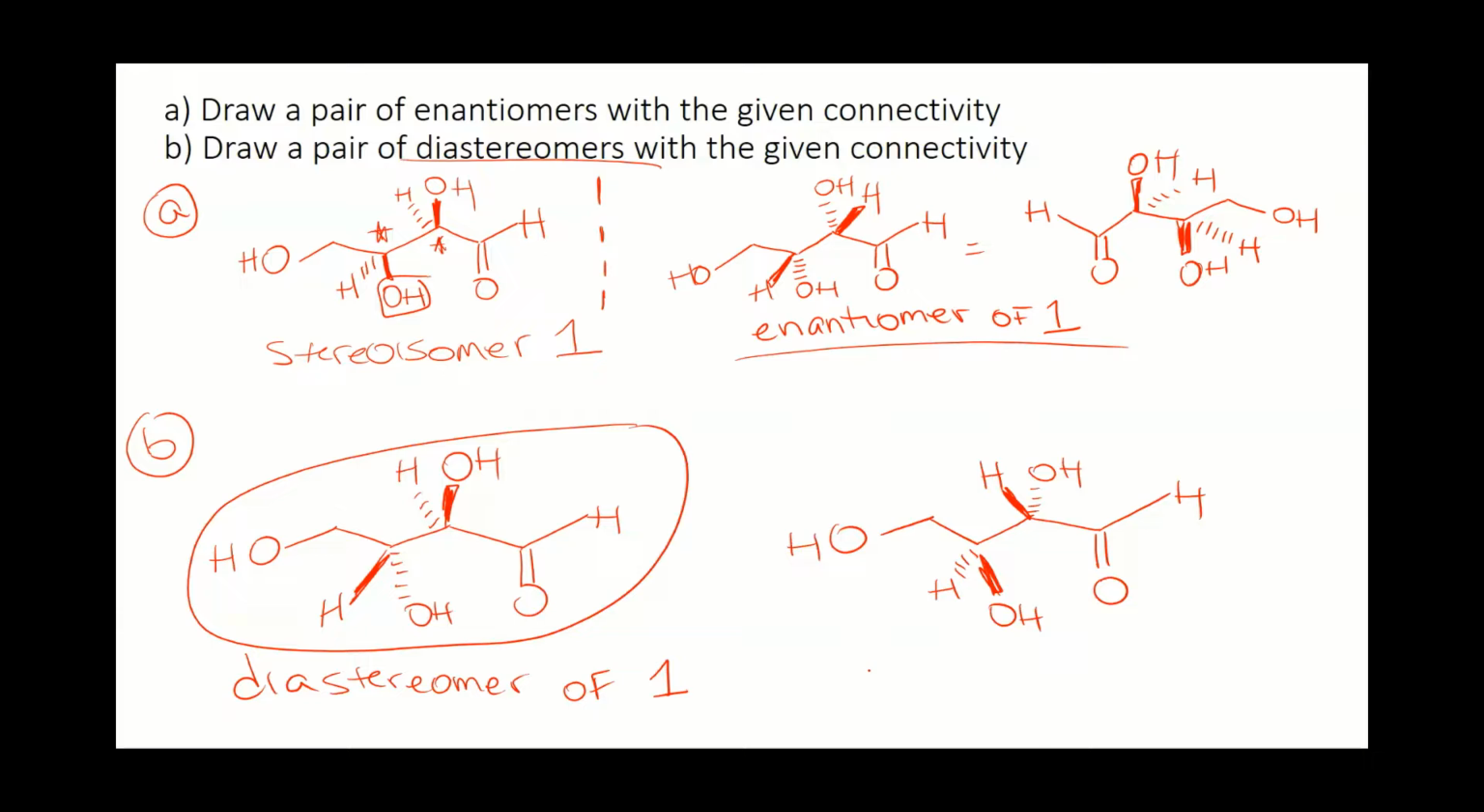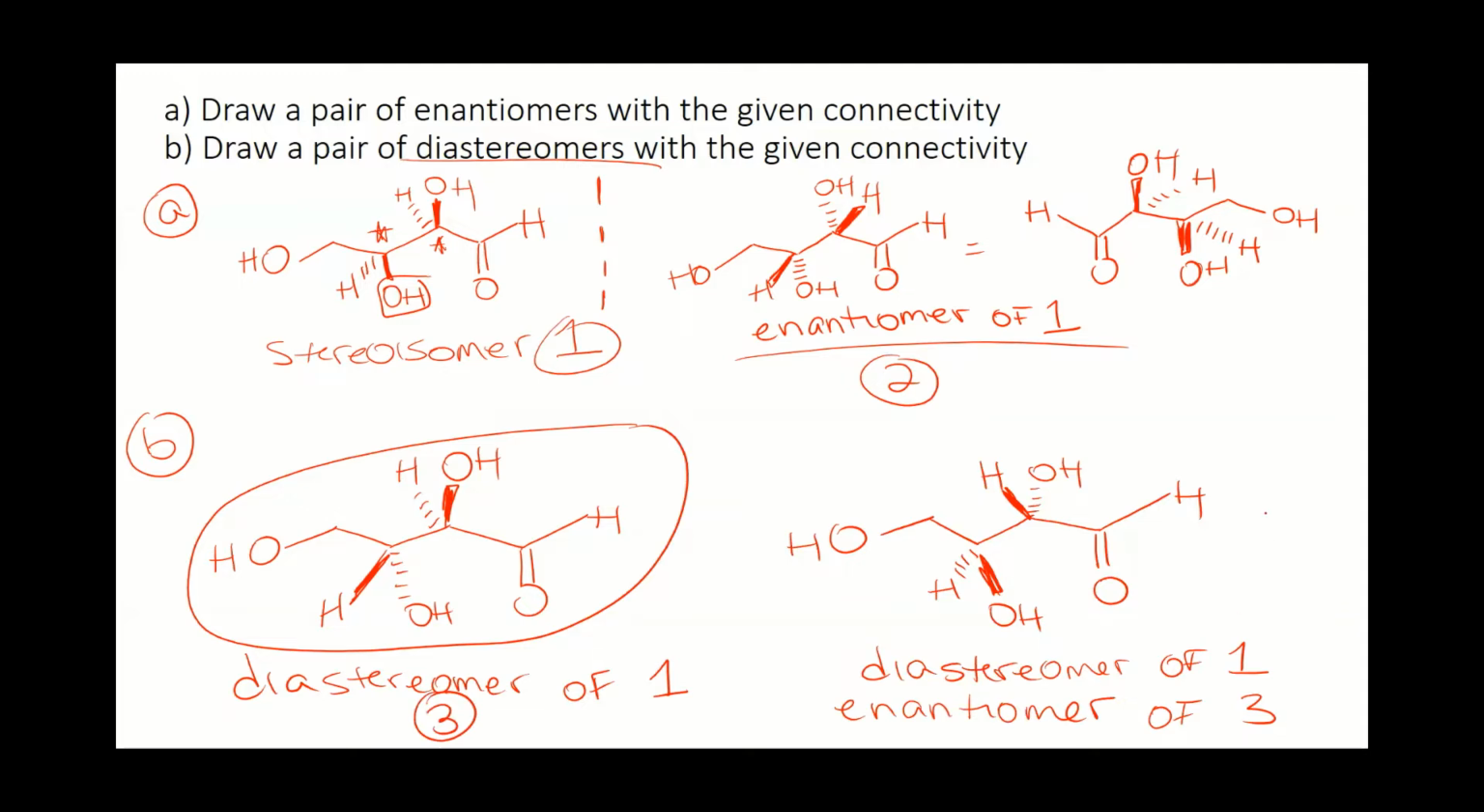So this is, again, a diastereomer of 1, but it's an enantiomer of that third stereoisomer we drew. So we'll call this one 2 here, 1, 2. We'll call this one 3, and we'll call this one 4. So my stereoisomer number 4 there is a diastereomer of 1, which is what I was prompted to draw. So is this stereoisomer 3.